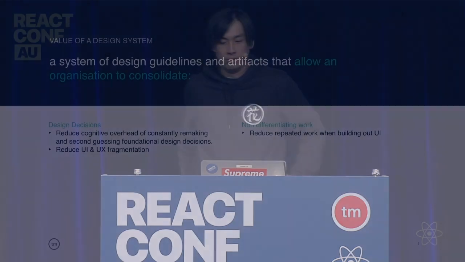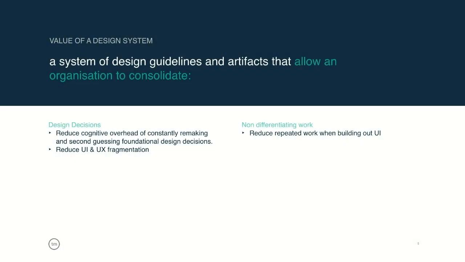Before that, though, it's important for us to cover what a design system is for those of us who are uninitiated, and also to cover what the core value of a design system is. Now, there are a lot better explanations and definitions out there, so definitely don't take my word for it. But for the purposes of this talk, I'd like to propose a design system as a system of design guidelines and artifacts that allows an organization to consolidate two main things: design decisions, obviously, and also non-differentiating work.